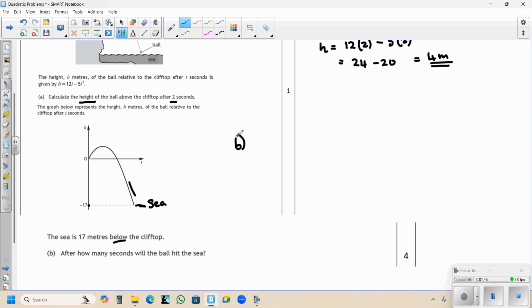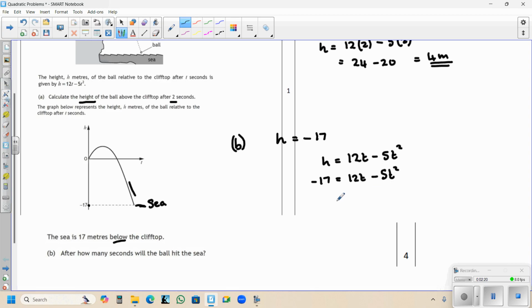So 4 marks for this one because it's a harder calculation. So basically we've got to work out the time taken for the height of this ball to reach negative 17. Now, we've only got one equation there. The equation we've got is the height is equal to 12t minus 5t squared. So they want to know what t is when h is negative 17. So we put minus 17 in there for the height. That's equal to 12 times t minus 5t squared. And I've got to work out what t is.